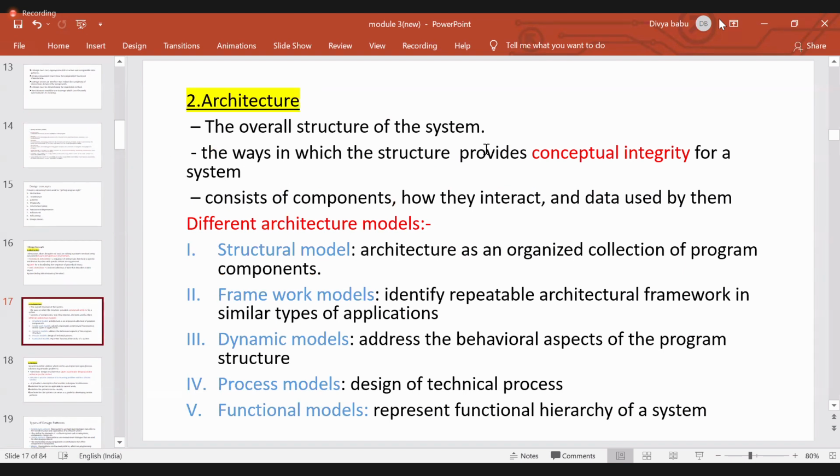Then coming to architecture. What do you mean by architecture? It means the overall structure. What is the structure of the system? That is the architecture of the system. You can relate these things with house construction. House construction also follows the same thing: planning, modeling. Modeling we normally won't do for a normal house. Nowadays 3D models are available. They will prepare a 3D model using some software.